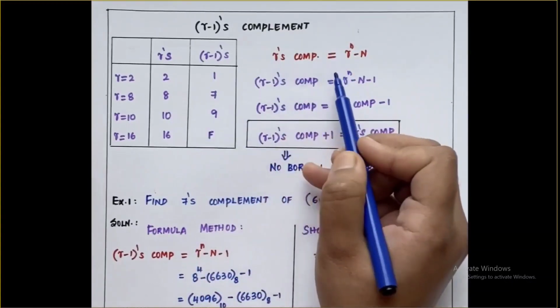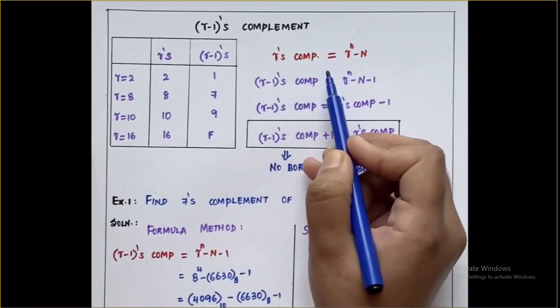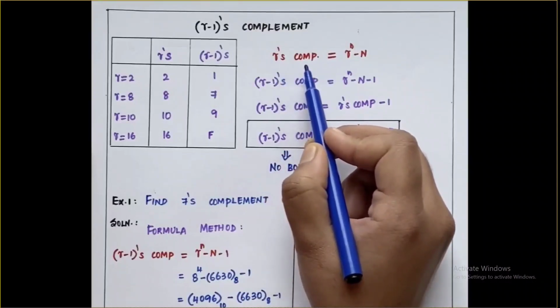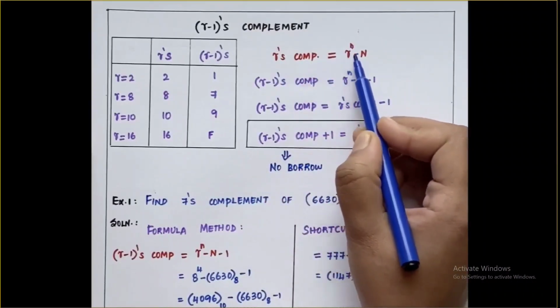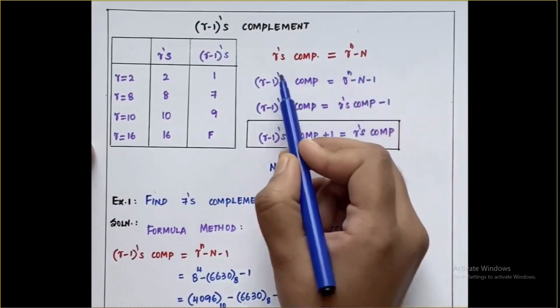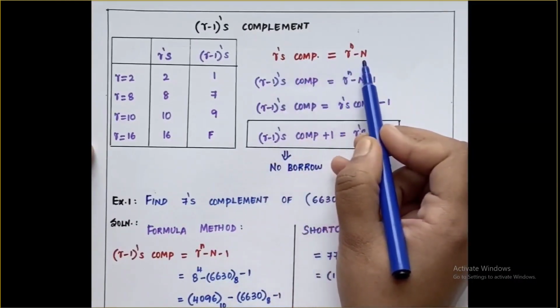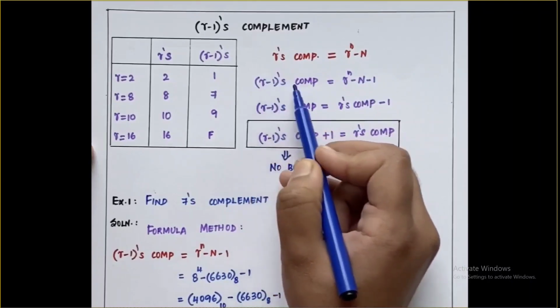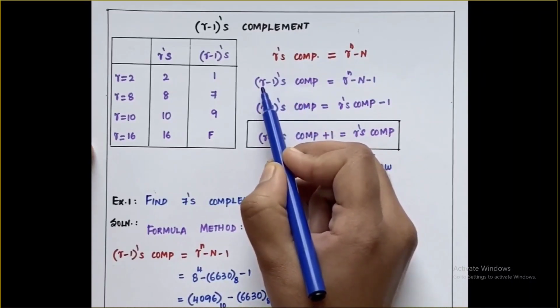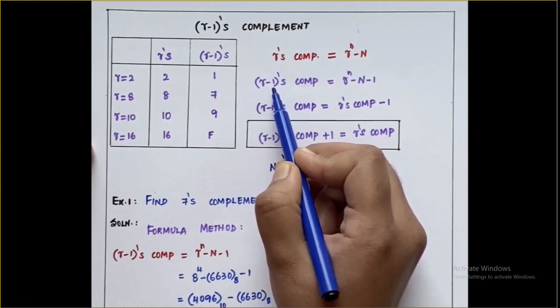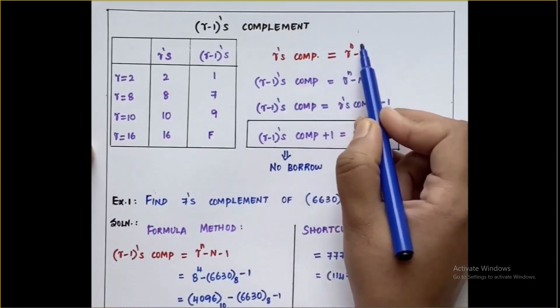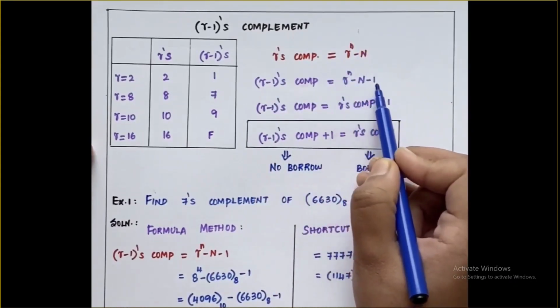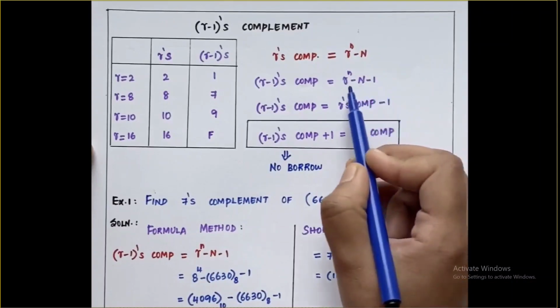Now let us see the relation between R's complement and R minus 1's complement. R's complement, as per the formula, is R power n minus N. To calculate R minus 1's complement, we can replace the value of R with R minus 1. So R minus 1's complement will be equivalent to the entire formula with R replaced by R minus 1.